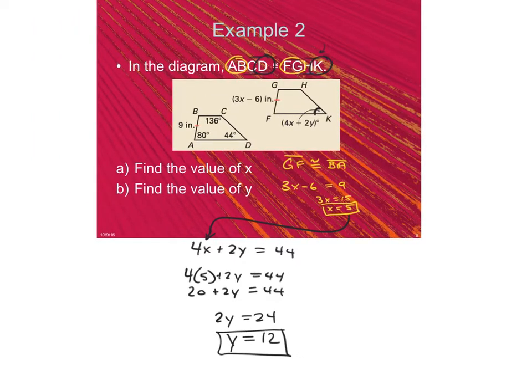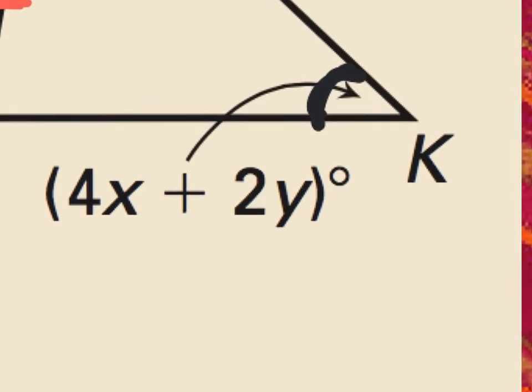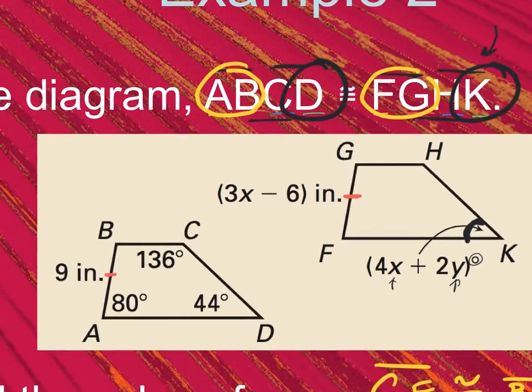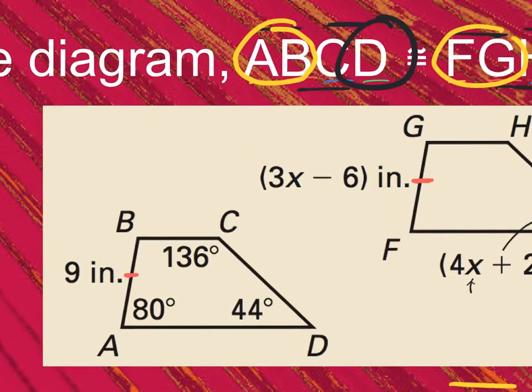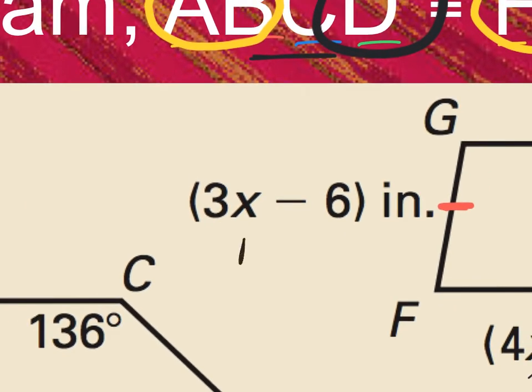So his question is, after the 12, does that get degrees? No, it doesn't get degrees. To figure out what this angle is, however many degrees, you need to plug in x, plug in y, multiply by 4, then multiply by 2, add them together, and whatever you get at the end, that will get the degrees. And on the other one, the x would definitely not get degrees because it's not even an angle. It's a side, the length of it. So even if we plugged in x, that wouldn't have degrees because that's in inches.